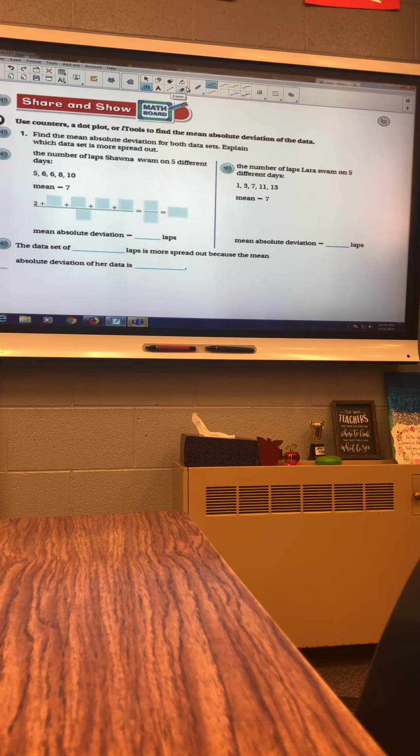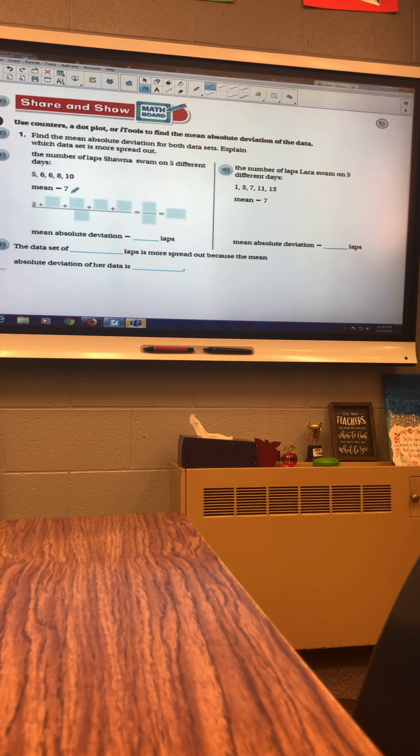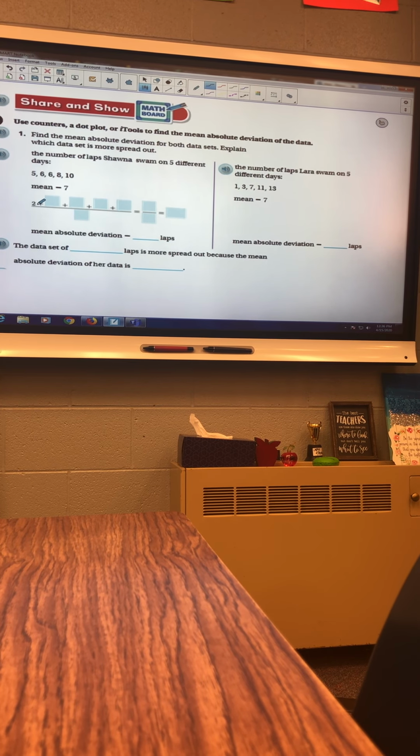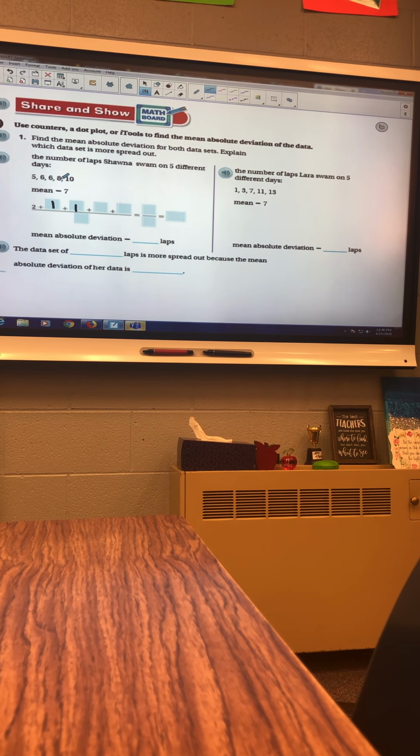Deviation for the data set, and then tell which one is more spread out. So here's our data here, 5 different days, and our mean. So we have from 5 to 7 is 2, from 6 to 7 is 1, from 6 to 7 is 1, from 8 to 7 is 1, and from 7 to 10 is 3. We have 5 things, so we need to divide by 5. So we have 2, 3, 4, 5, 6, 7, 8, so we have 8 fifths. Or, when we divide that out, we should get 1 6/10.